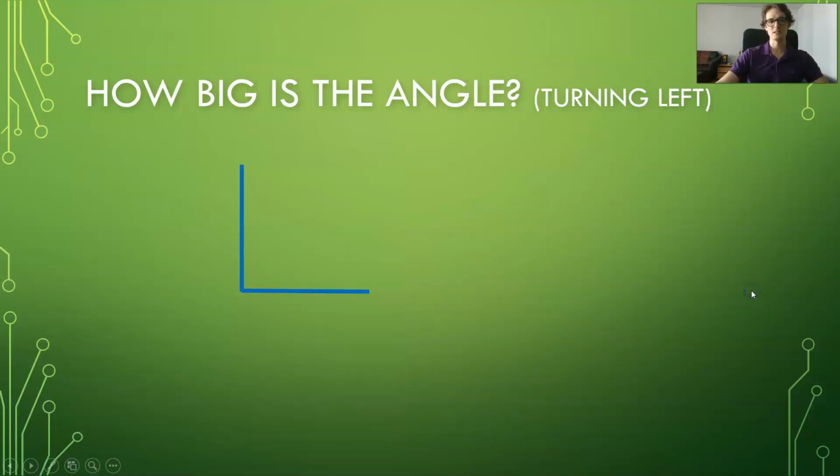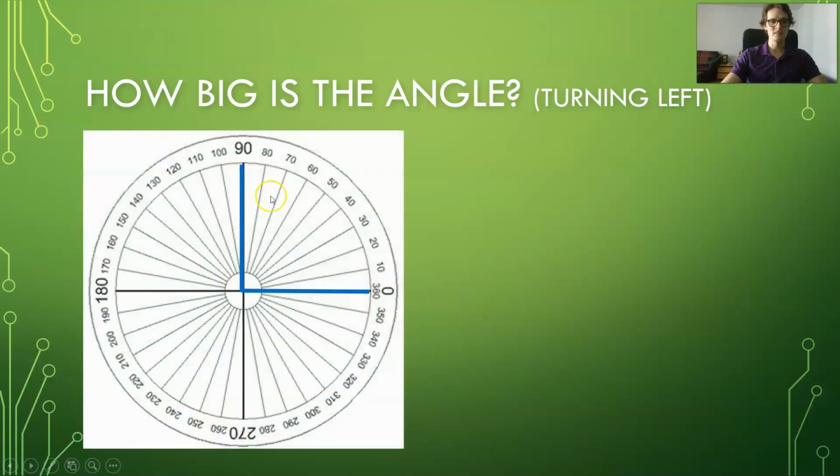Okay, let's go to the next one. How big is the angle? Again, turning left. So turning from this line, turning to here, that one is 90. Okay, 90 degrees. This one is going to be very important. We use a lot of 90-degree angles in our lives. Anytime we want to make a square or a rectangle, we use 90-degree angles.